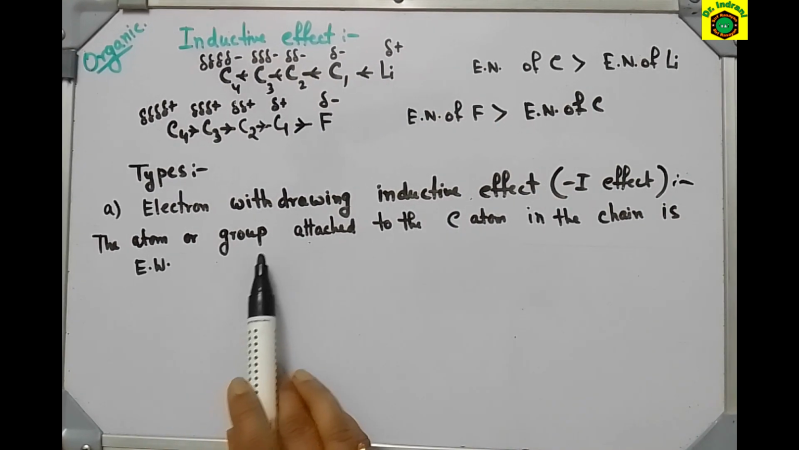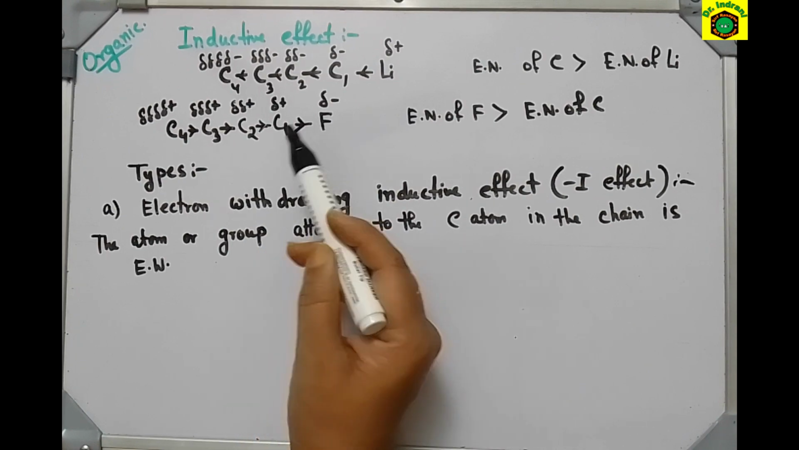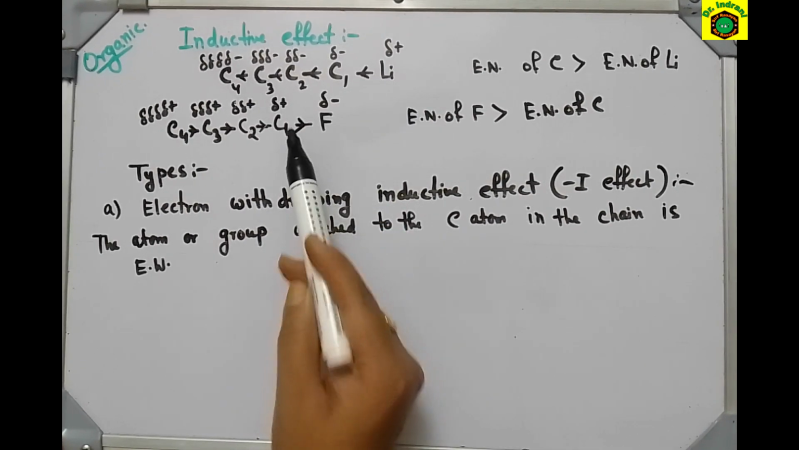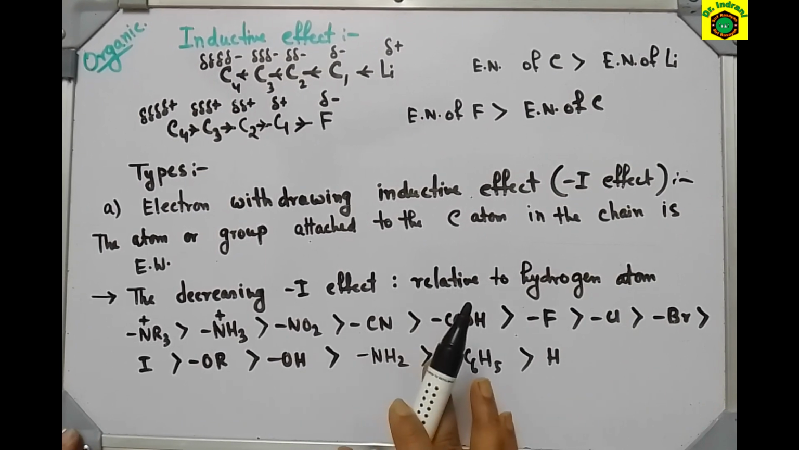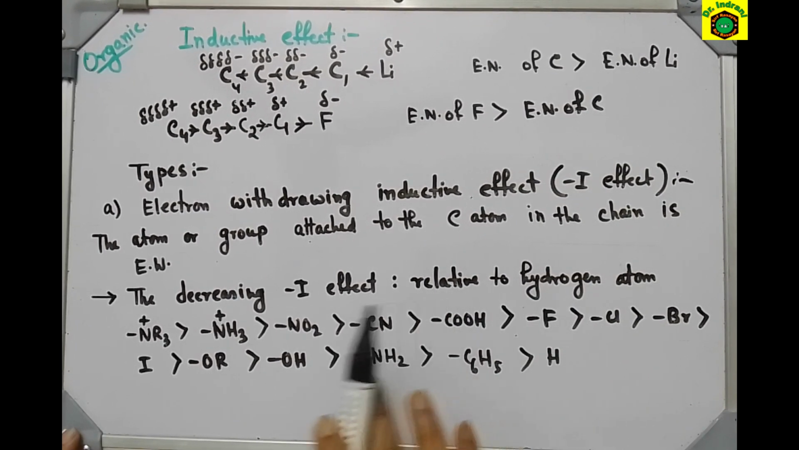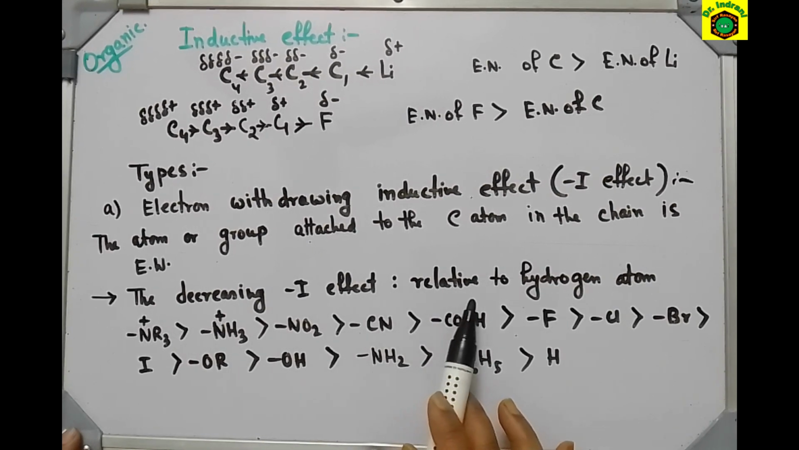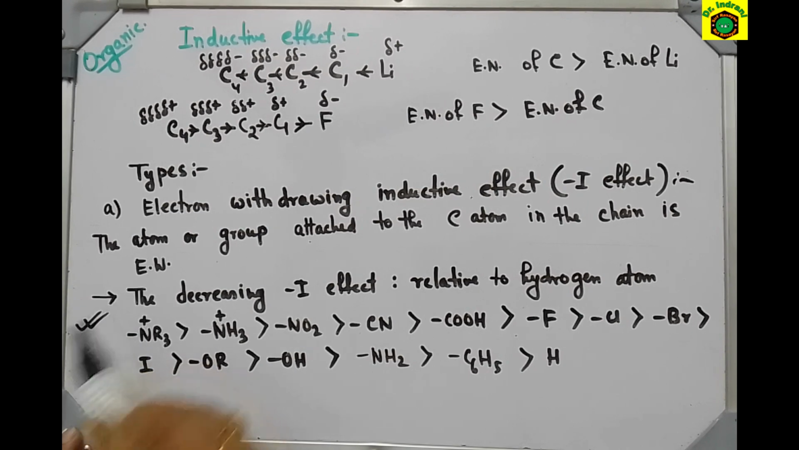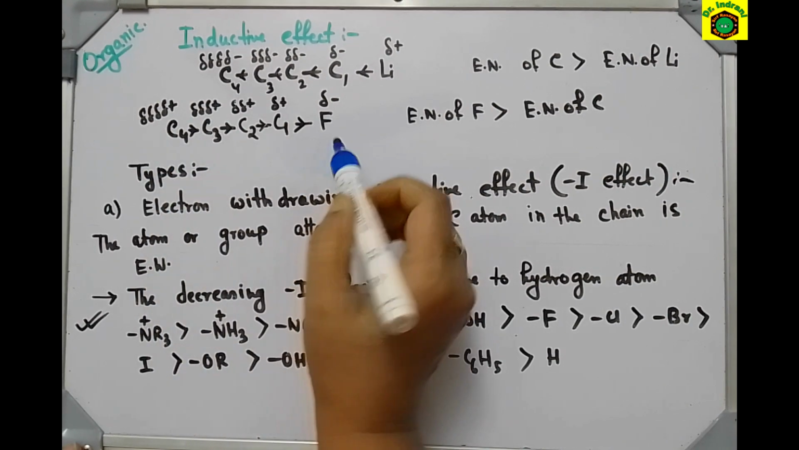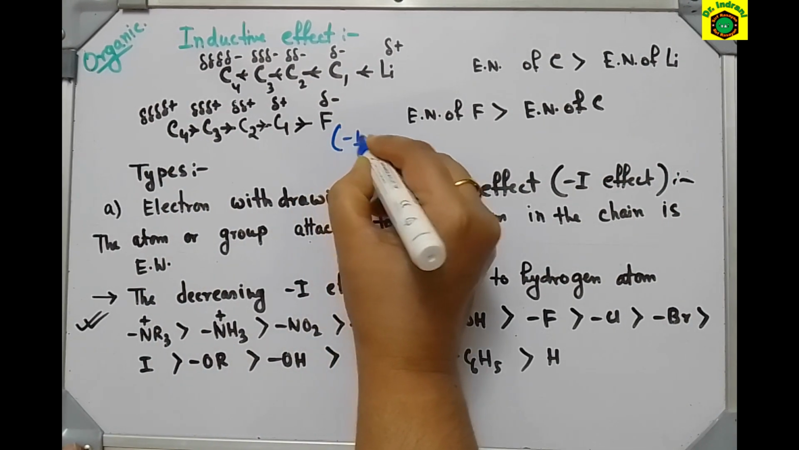The atom or group attached to the carbon atom in the chain is electron withdrawing with respect to carbon. Now see, carbon and hydrogen, they are having comparable electronegativity. The decreasing -I effect of some important atoms or groups relative to hydrogen atom is this one. You have to remember this order. This is decreasing order of -I effect. So this one is example of -I effect.